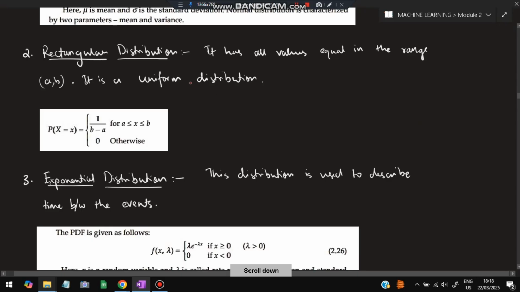Next one is the rectangular distribution. Rectangular will be like this. It will be nothing here, it will be full here, it will be nothing here. This kind of distribution is called rectangular distribution, and this is the formula.